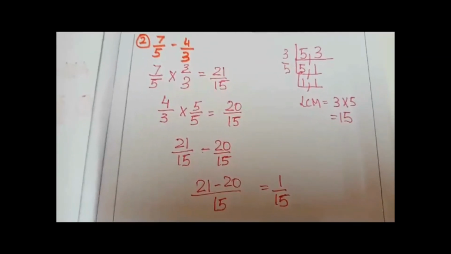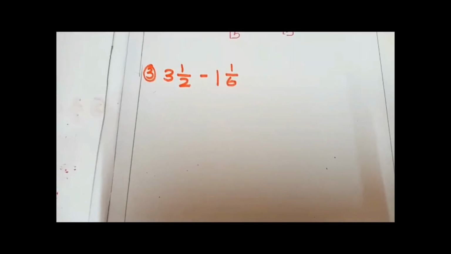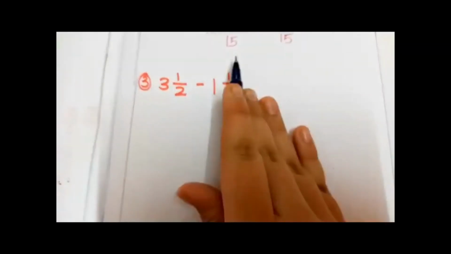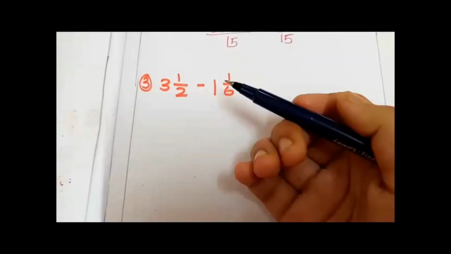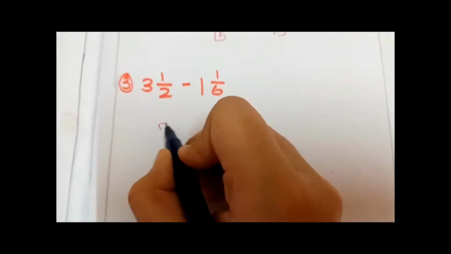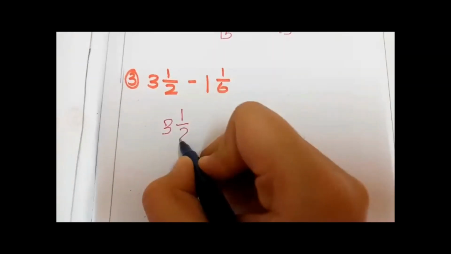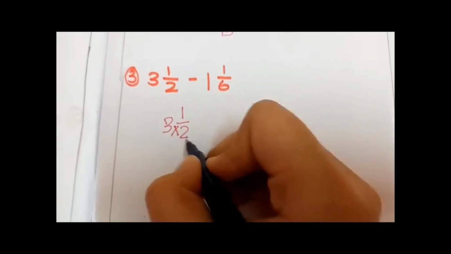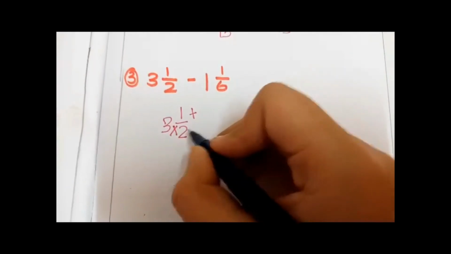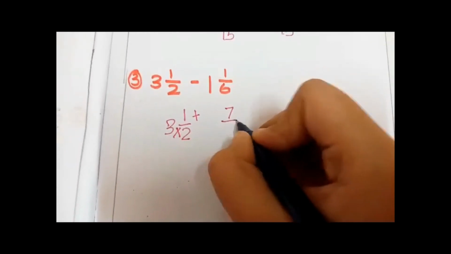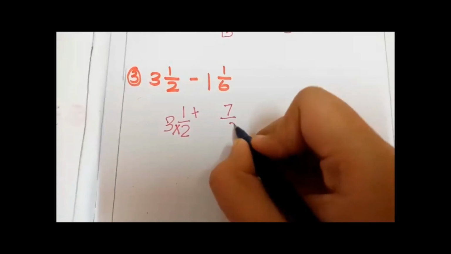This was an unlike fraction. Now let's see how to subtract mixed fractions. So this is a sum. 3 1 by 2 minus 1 1 by 6. They are mixed fractions and we cannot add or subtract mixed fractions. We have to convert them into improper or proper fractions. So now, how to convert? 3 1 by 2. For converting it, multiply the whole number with the denominator and add the numerator. So 3 into 2 is 6. 6 plus 1 is 7. For the denominator, we will be writing the divisor, which is 2.